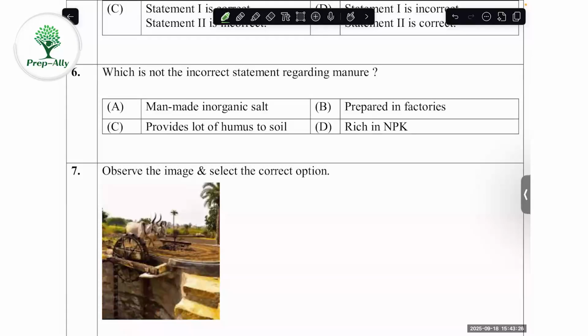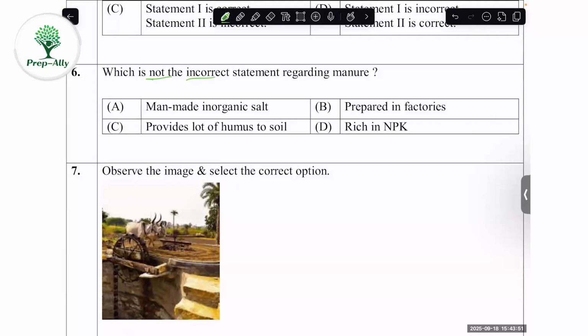So here, which is not incorrect means it's the correct statement. So you have to think, which is the correct statement regarding manure. Then you have to check: man-made inorganic salt. Okay, it's not inorganic. I told you manure is the organic one. So option A is not correct.